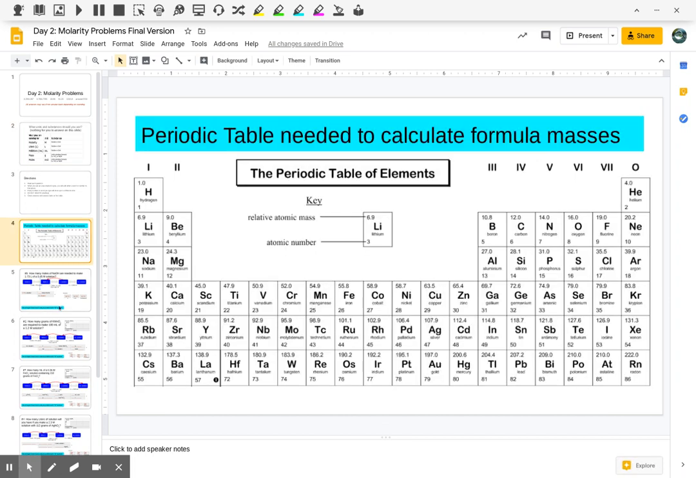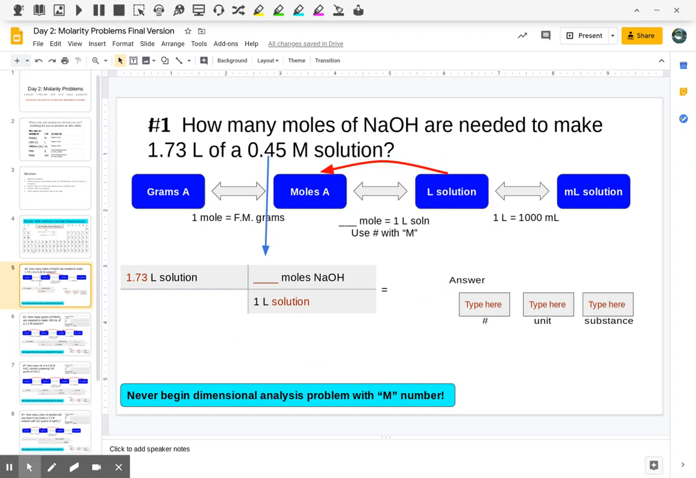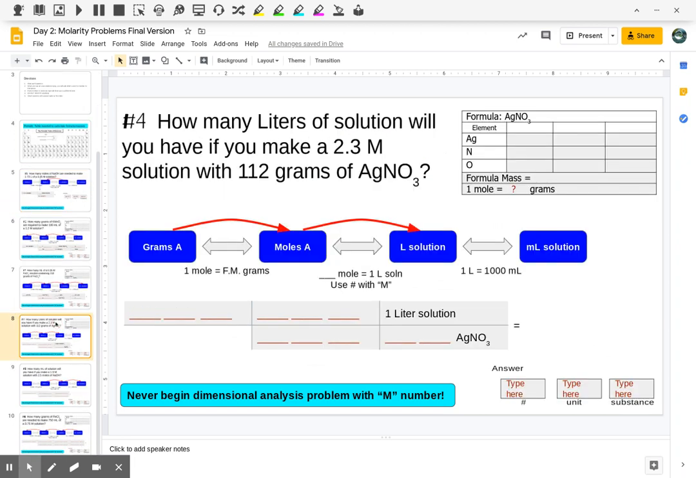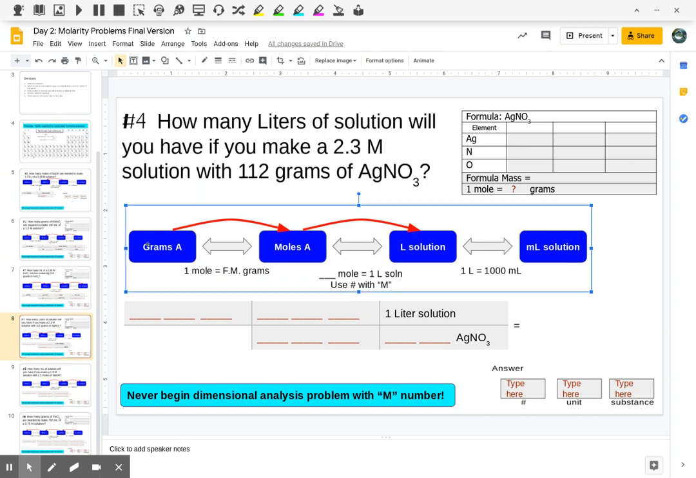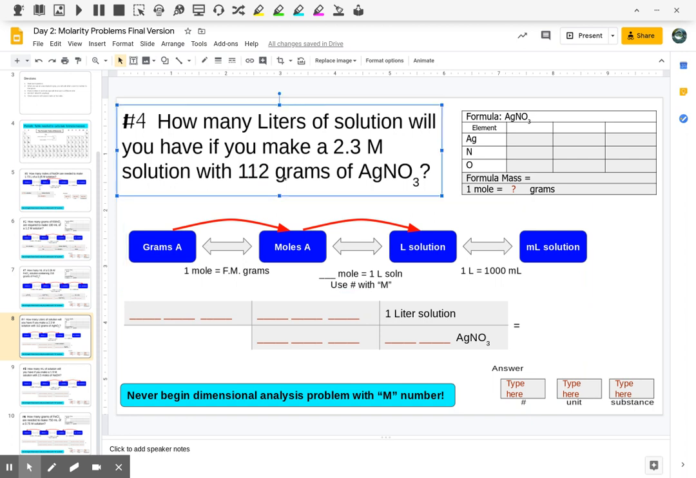And because problem one is pretty easy, I have a lot of hints in there for you. The two examples I'm going to do with you are questions 4 and 5. So for number 4, you follow these red arrows. They're very helpful to let you know what your path is going to be. So you are given grams up here, 112 grams of AgNO3. You're going to go to moles, and then you're going to end at liters because that's what the question is asking you for. So you won't continue all the way to milliliters.